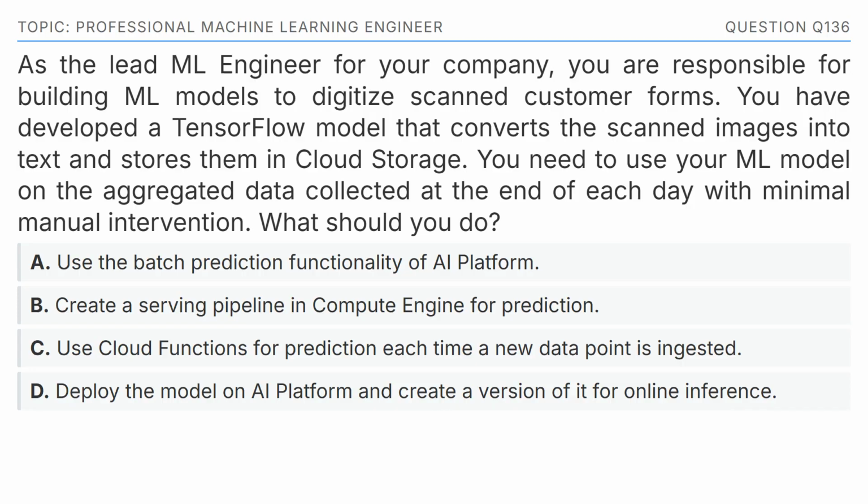The options are: Option A, use the batch prediction functionality of AI Platform. Option B, create a serving pipeline in Compute Engine for prediction. Option C, use Cloud Functions for prediction each time a new data point is ingested. Option D, deploy the model on AI Platform and create a version of it for online inference.